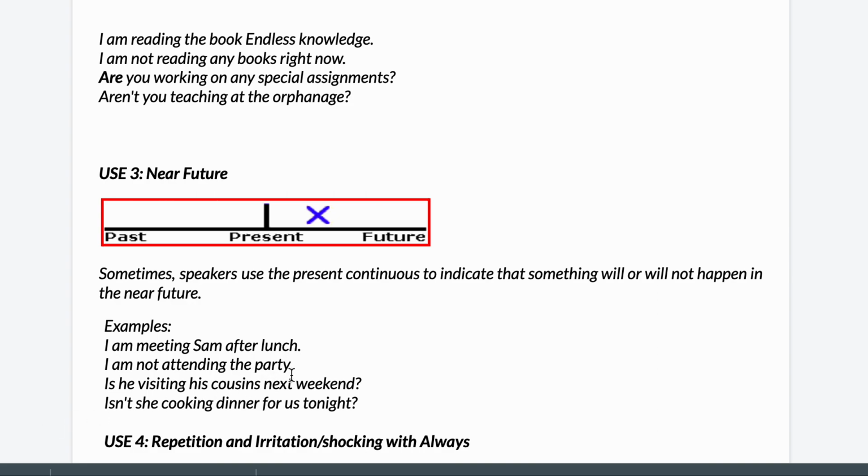I'm not attending the party. Let's say the party is tonight. I'm not attending the party tonight. Even though right now it's lunchtime or morning, we talk about something that will happen in the near future. Is he visiting his cousins next weekend? Next weekend is something that's going to come later on, but we're talking about an action that will happen in the near future. Isn't she cooking dinner for us tonight? Even though it's not tonight yet, it's afternoon or morning, we're talking about a near future action.